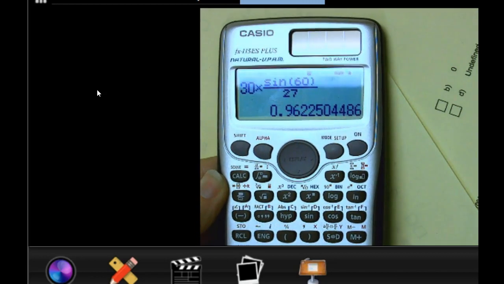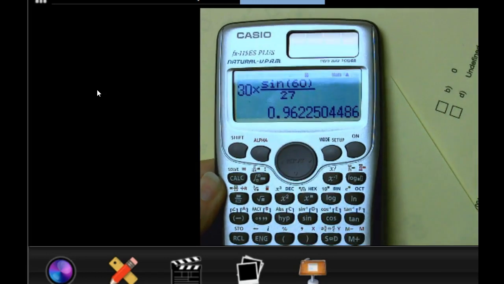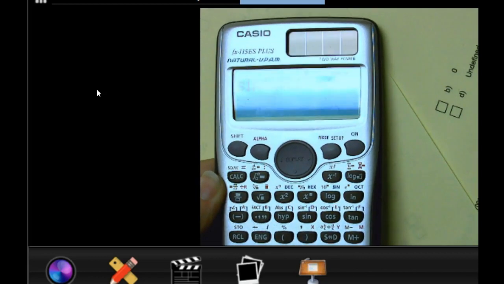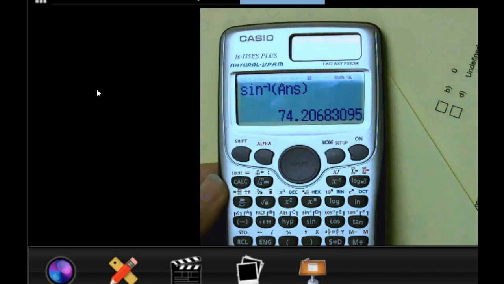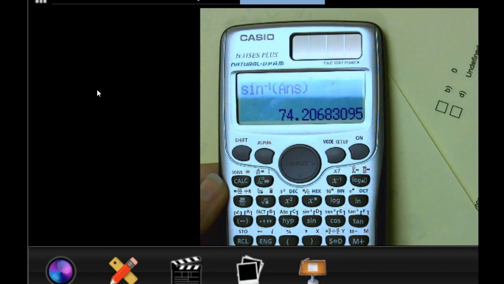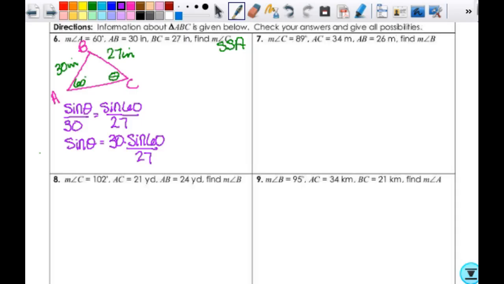If the sine of theta equals this number, then the sine inverse is what I'm going to get from theta. So I want to take the sine inverse of this number. So I'm going to do shift sine, and I want it of the answer, so I hit the answer key down there by equals. Sine inverse is what I got. And it's going to give me 74.207 degrees. And so let's write that down. We get that theta equals 74.207 degrees. But remember, this is the ambiguous case.